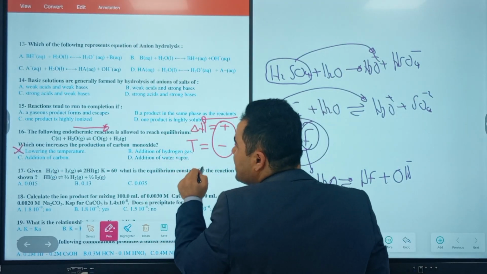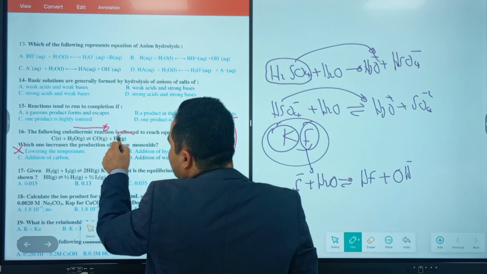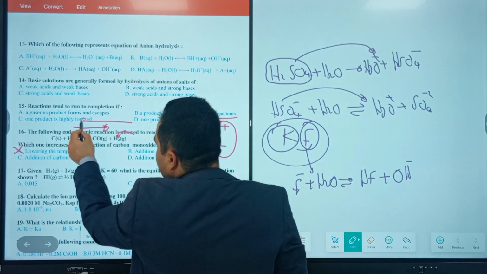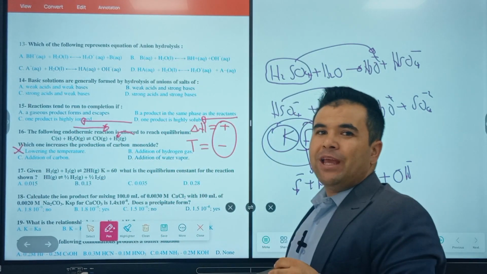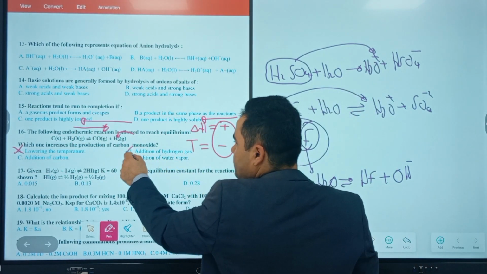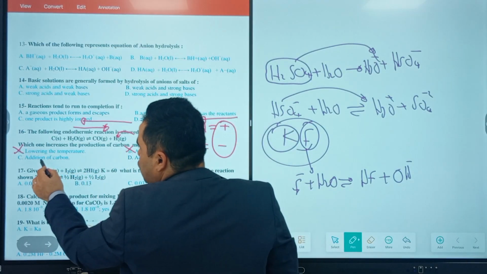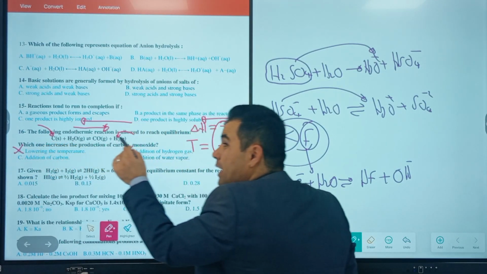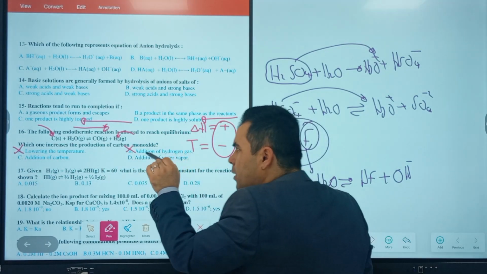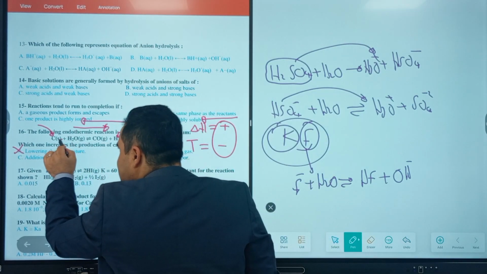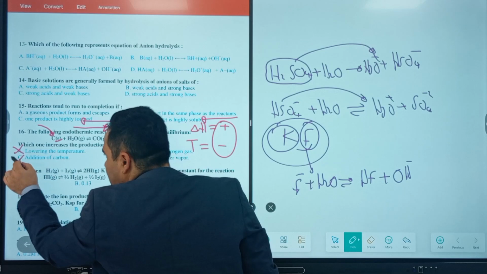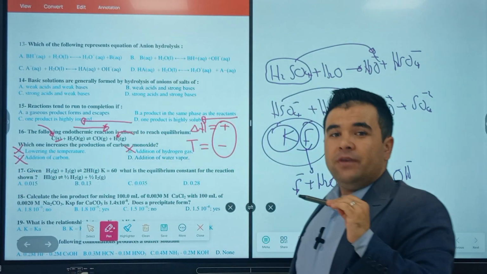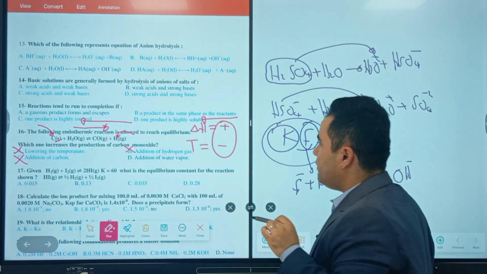Addition of hydrogen gas. Hydrogen, if added in the product, lets the reaction shift toward the reactant. Incorrect. Addition of carbon. Guys, you may guess carbon is a reactant and we added carbon, but you have to notice it's solid. So addition of carbon does not shift the equilibrium.